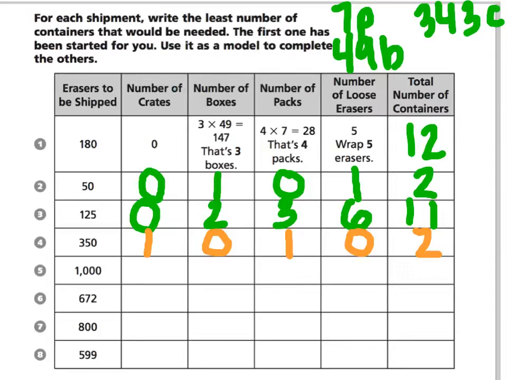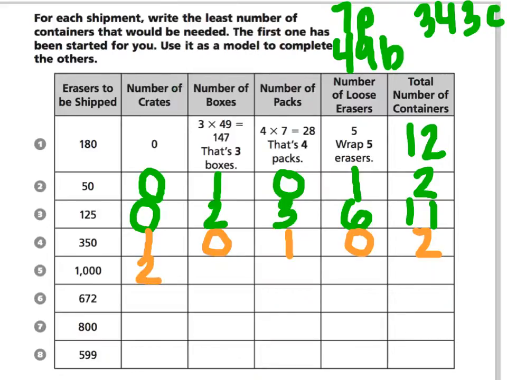I'm going to show you just one more, which is 1,000 erasers. So you need to think about how many times 343 would go into 1,000. In estimating, I would estimate 343 close to 350, because I know 350 plus 350 is 700. But if I added 350 more, that would be over 1,000, which means I could only have 2 crates.